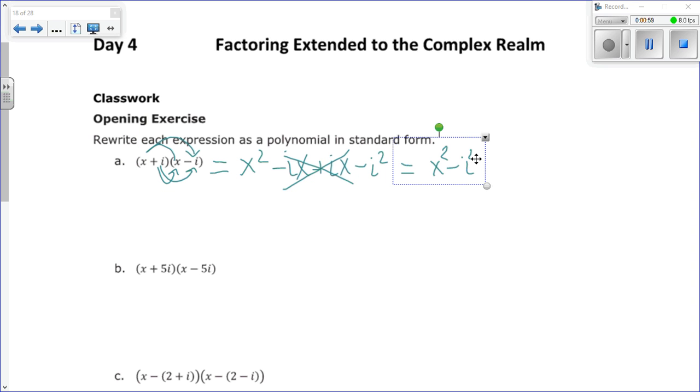But like we talked about in class, i squared cannot be left. We have to change that to a -1. So it's equal to x squared minus a -1, which we all know is x squared plus 1.